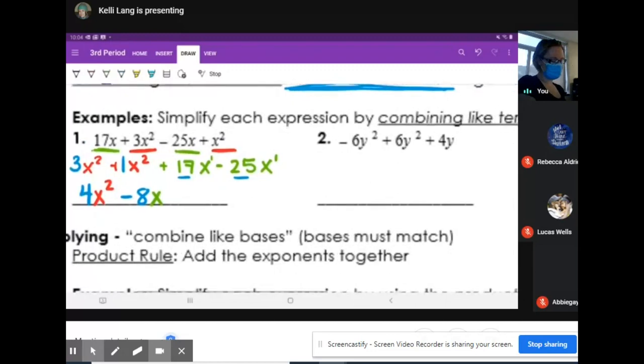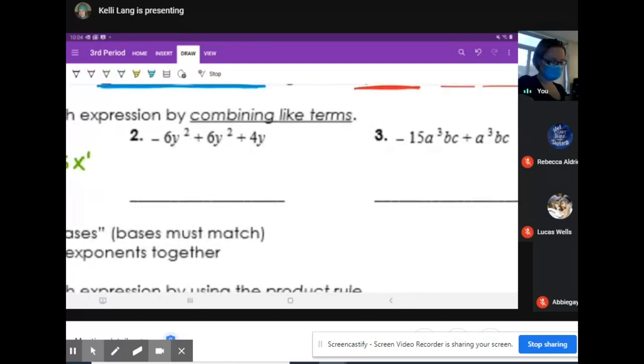Let's do a few more examples, but we'll go a little more quickly since I know you're already familiar with this. In example 2, we've got a couple of like terms in our y squared, and then we've got one 4y that doesn't have anything it can combine with because it doesn't have any other like terms. So we're just going to add together the coefficient negative 6 with the coefficient positive 6. Well, negative 6 plus positive 6 is 0. So that becomes a 0 y squared. And then we have this plus 4y that doesn't have anything it can combine with.